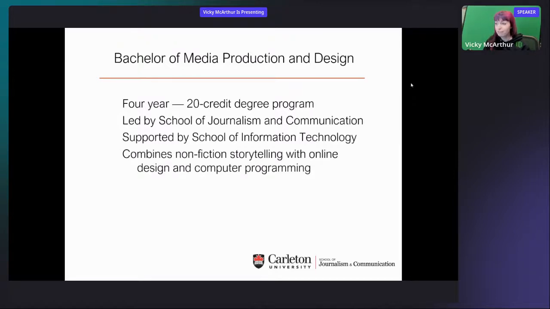So this combines nonfiction storytelling with online design and aspects of computer programming. Now, while we teach computer programming from the very beginner, and we have programming courses that are especially tailored to the types of storytelling we do, I do like to emphasize that there is some programming in our academic program. So just to make sure that you're prepared for learning that.